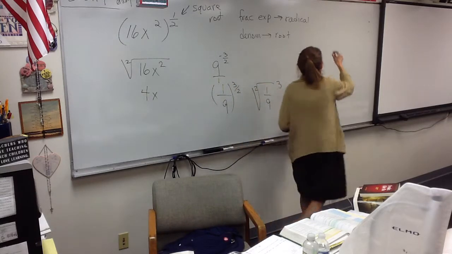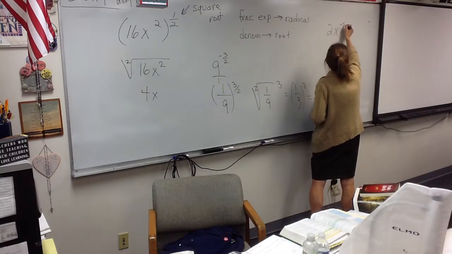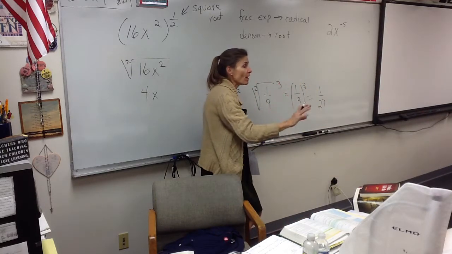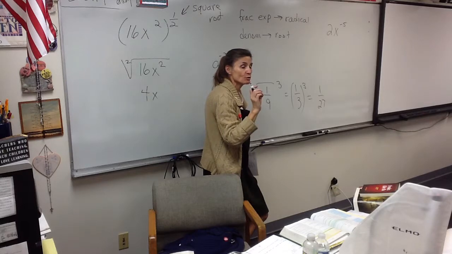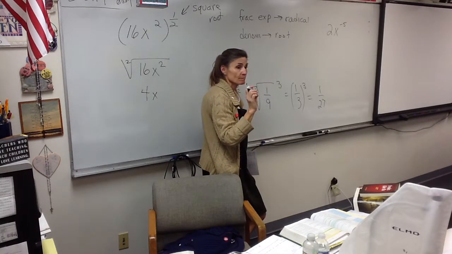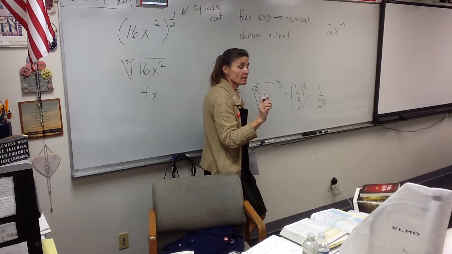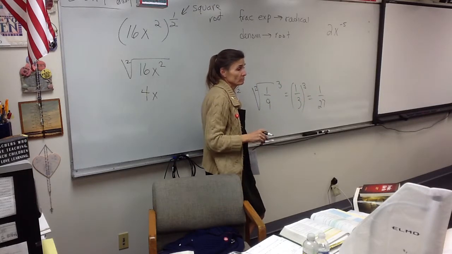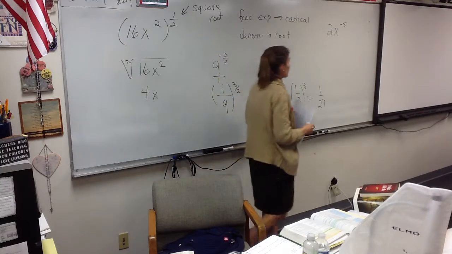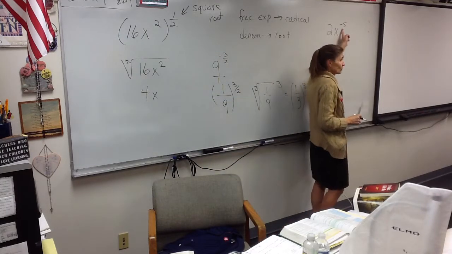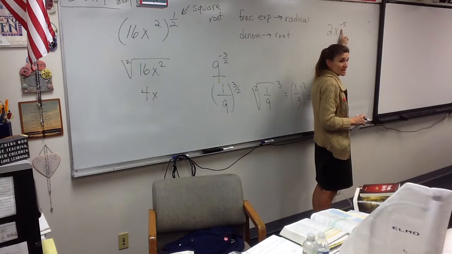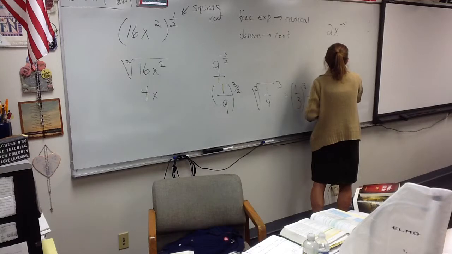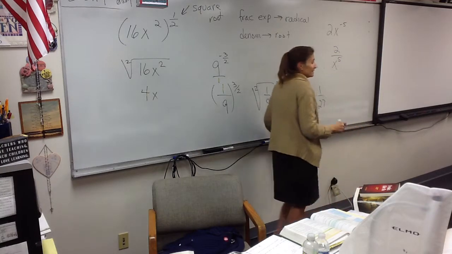Number 3. No fraction. Thank goodness. What does that mean? There's no fraction, so there will be no squaring. No fraction means there will be no square root, no radical. However, there is a negative. That means it's going to go to the denominator, right? So we're going to rewrite this as 2 over x to the 5th.